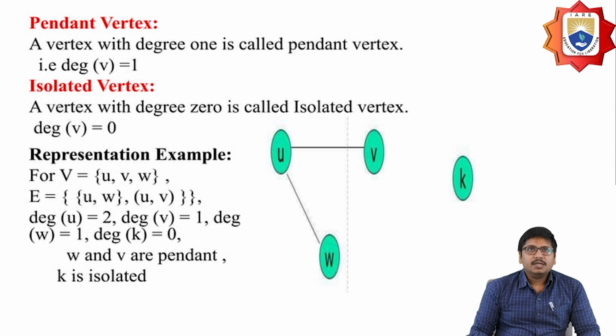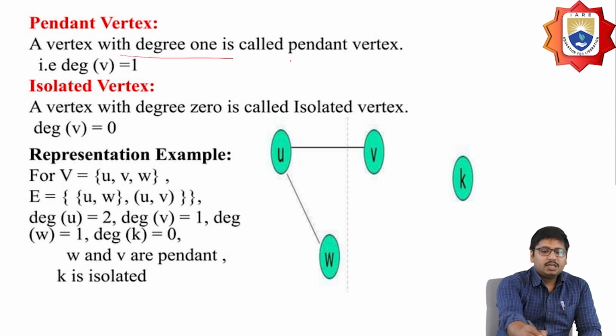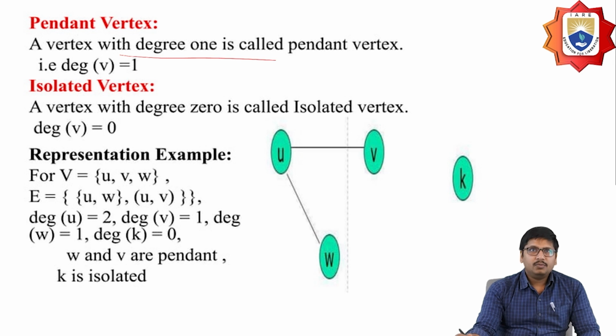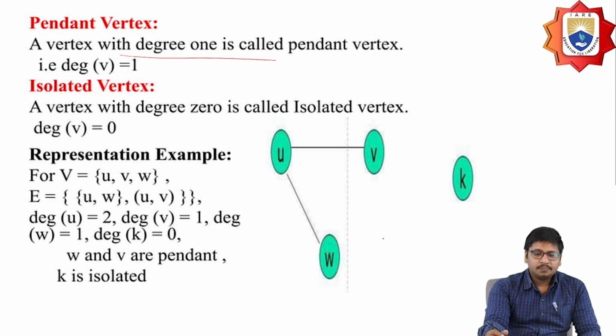The next one is the pendant vertex. So what is a pendant vertex? A vertex with degree 1 is called a pendant vertex, that is, degree of V equal to 1. A vertex with degree 0 is called an isolated vertex, that is, degree of V equal to 0. So a vertex whose degree is 1 is called a pendant vertex.